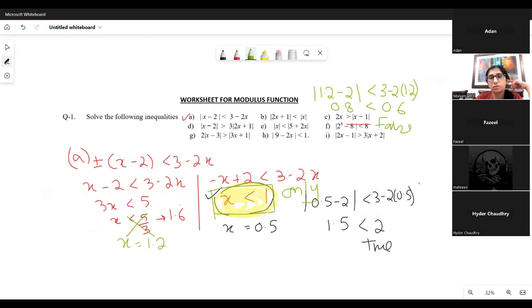Any questions? Okay, let's do part B. In part B, there's modulus on both sides of the inequality. In such questions, you have to square both the sides.